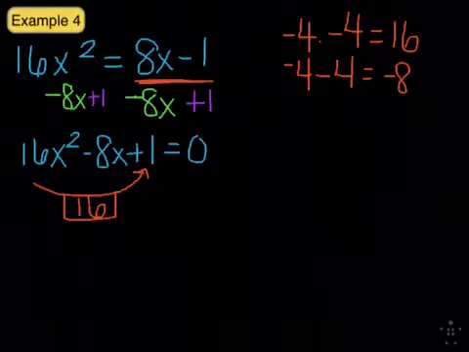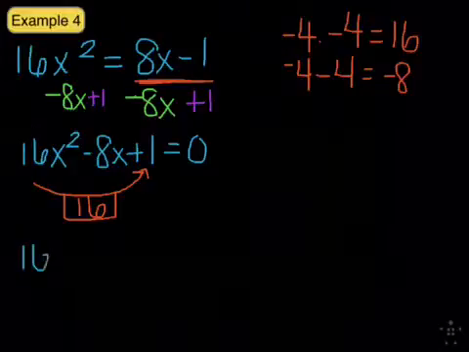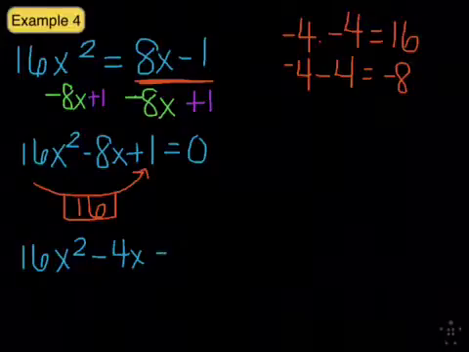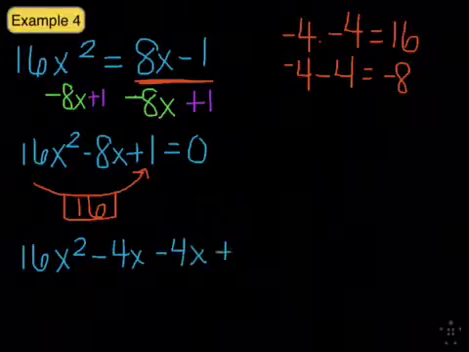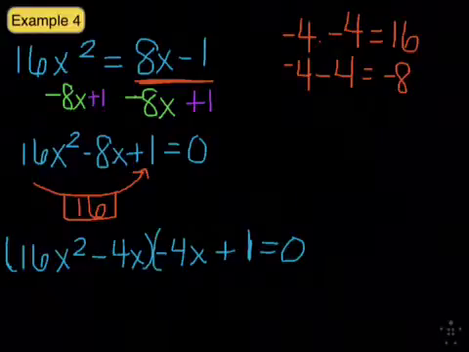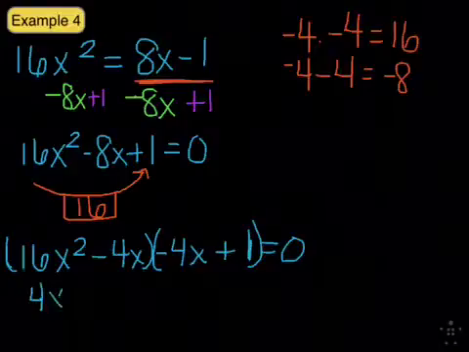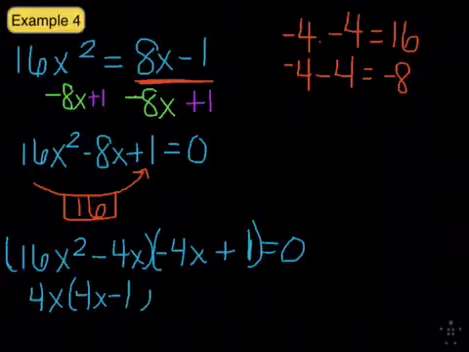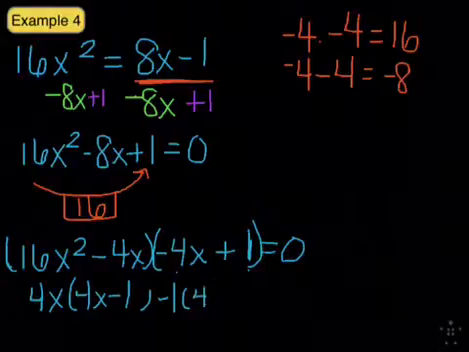So I'm going to write this as 16x squared minus 4x minus 4x plus 1 because I'm factoring by grouping. So I had to create 4 things to group. Group here. Group here. GCF of this side is 4x. So I'm left with 4x minus 1 in parentheses. And in this set of parentheses over here, my GCF is going to be a negative 1. So I have 4x minus 1 left in that set of parentheses.